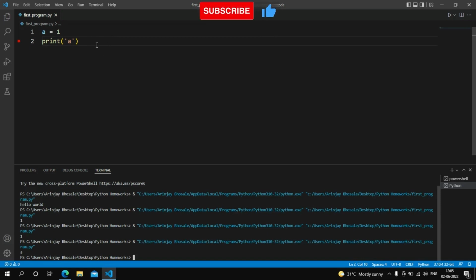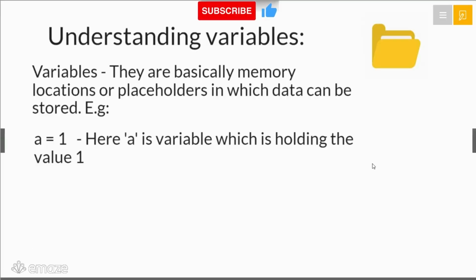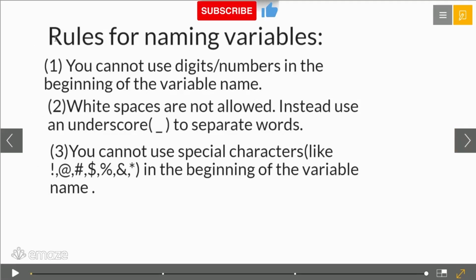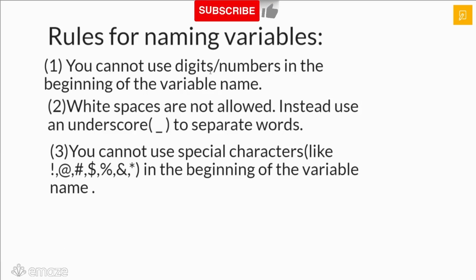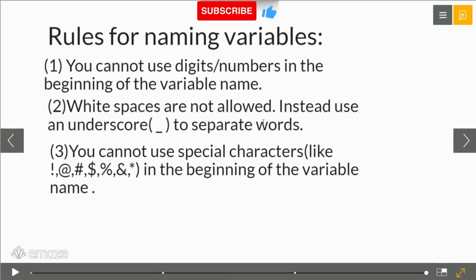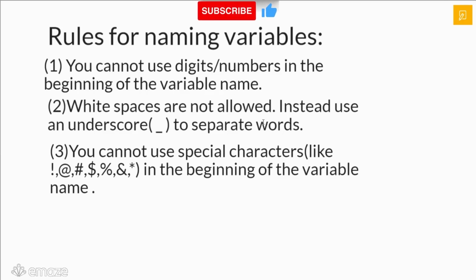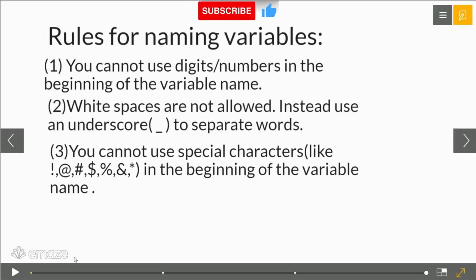Now we'll look at some of the rules which you need to follow while naming your variables. Okay, let's go. First, you cannot use digits or numbers in the beginning of a variable name. Second, white spaces are not allowed. You can instead use an underscore to separate the words. Third, you cannot use special characters like @, hash, $ sign, % sign and star in the beginning of the variable name.